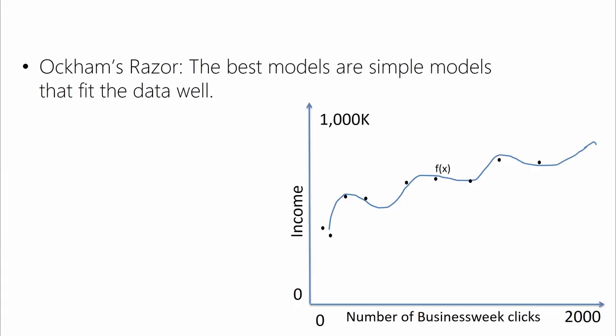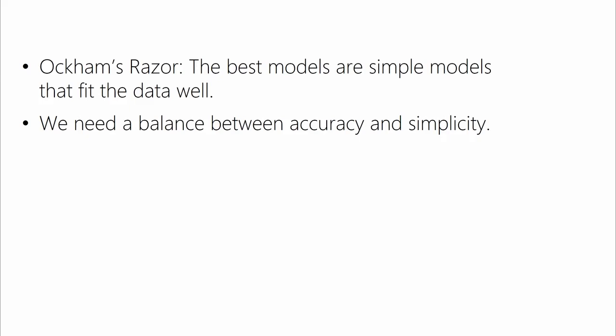Now, I hope you recall the principle of Occam's razor, which is that the best models are simple models that fit the data well. Because if the models are not simple, there's a good chance that they won't generalize well to new data. So we need some kind of balance between accuracy of the models and their simplicity in order to thwart the curse of dimensionality.